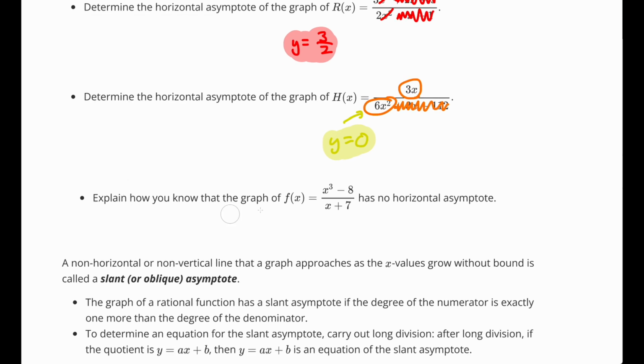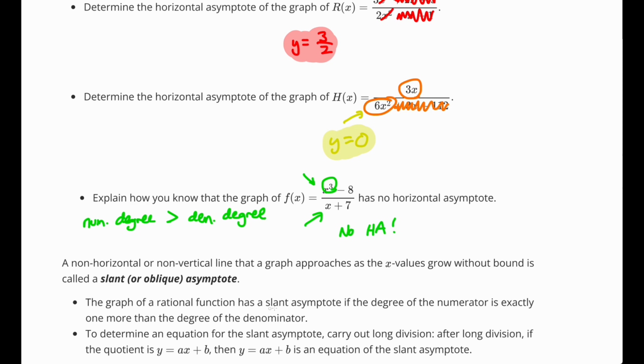Well, you know it has no horizontal asymptote because the top part, the numerator, has a higher degree than the denominator. So because of that, there is going to be no horizontal asymptote. I'm just going to write numerator degree is greater than denominator degree. So whenever that happens, there is not going to be a horizontal asymptote.